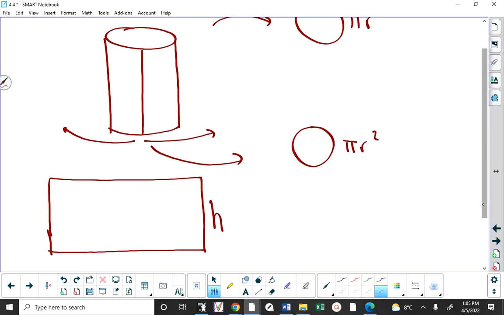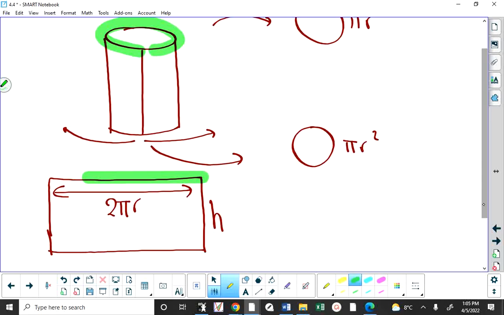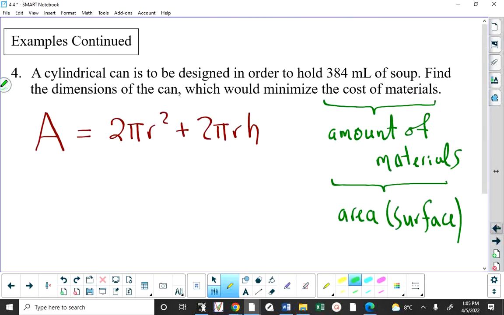where one dimension of the rectangle will be the height of the can, and the other is going to be the circumference of the can, because this length that I'm going to highlight is the distance around the can, which is the circumference. So the length times the width for the side of the can would be 2 pi rh, plus the 2 pi r squared. So that's where this comes from.